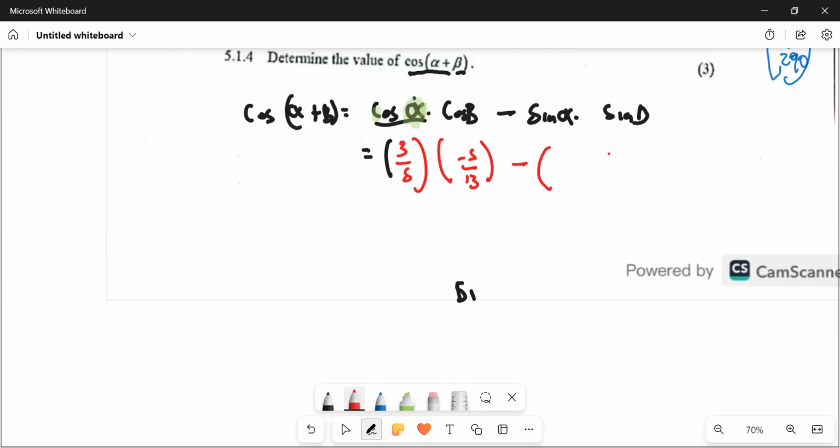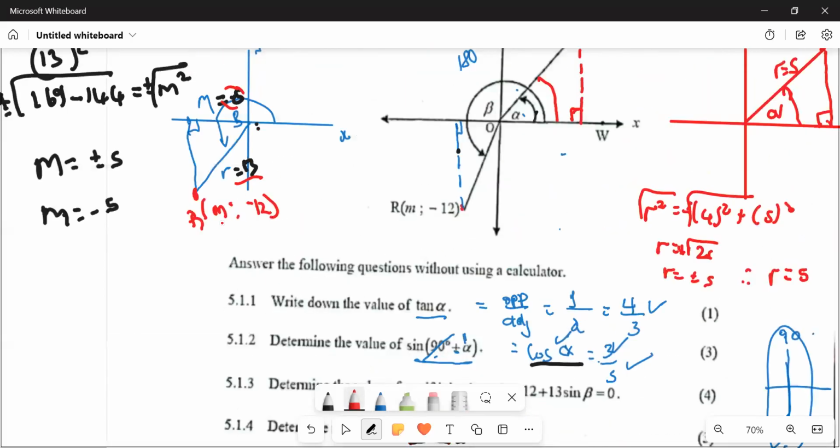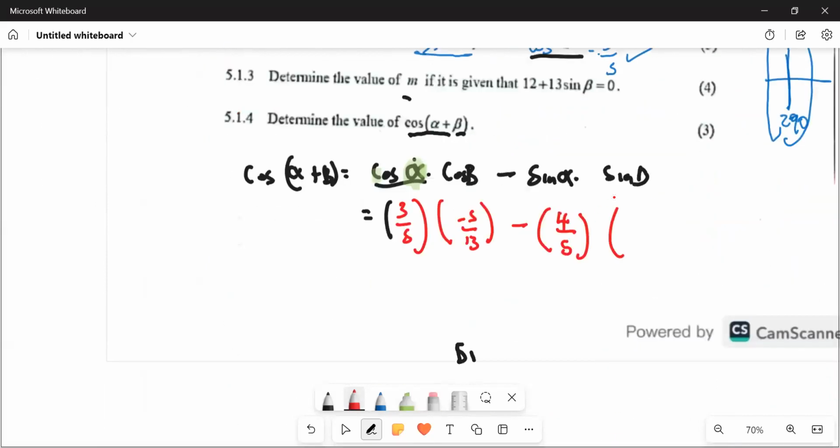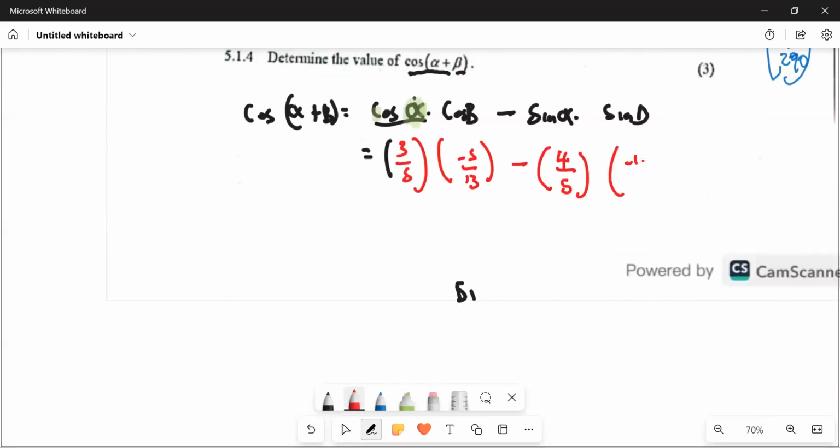Minus, open bracket, sine of alpha. It's y all over r. What is your y? It's 4, all over r is 5. Sine of beta. It's opposite again. What is opposite? It's -12 again, all over hypotenuse side, which is what? Which is 13. So this is going to be -12 all over 13. All right, guys.